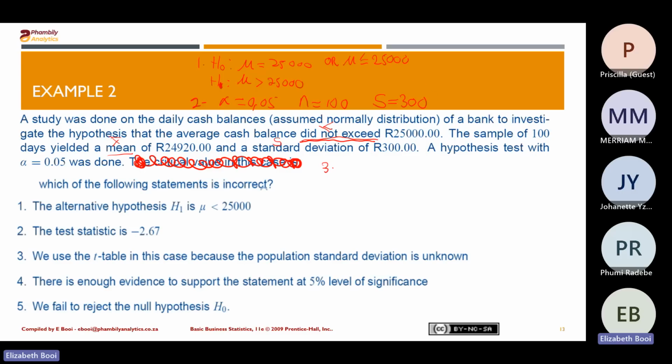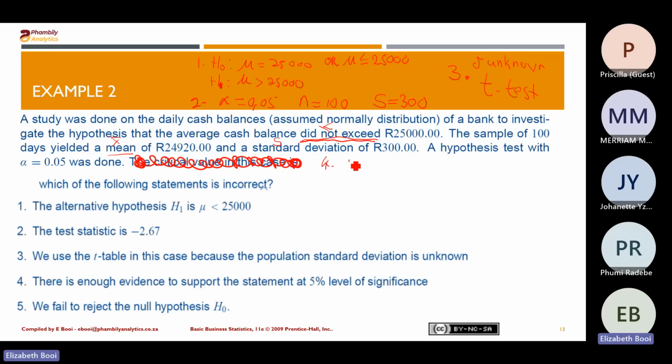Step number 3, what type of test are we doing? Because our population standard deviation, sigma, is unknown, then we're using a t test.